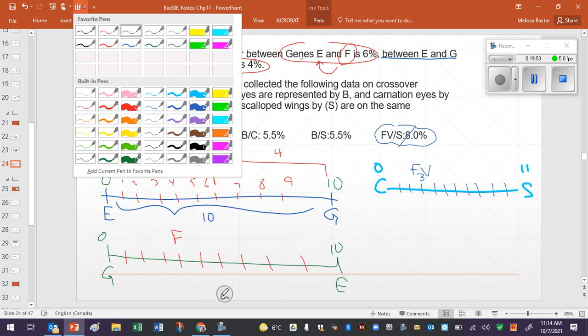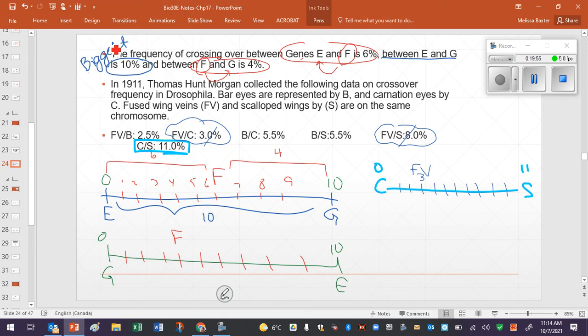Next thing I want to do is take a look and see if there are other genes that I need to place. It looks like I need to put this B gene somewhere. Now, I actually have more data than I need to place this B gene. And instead of comparing it to the two ends, I'm going to compare it here to F, V, and to S.